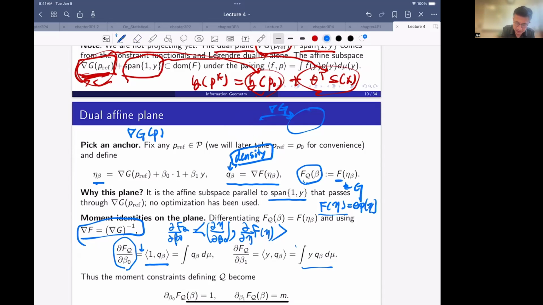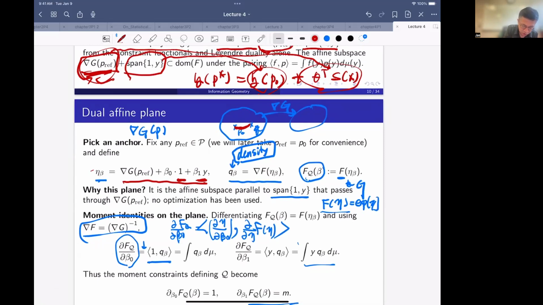So the point is you have a p0 and you have another one, p or q. We want to characterize a certain line, a geodesic between the two points, using this dual expression, right? So this one is equivalent to eta of beta is nabla G of q beta. That means you can write it as nabla G of q beta. You see what I'm saying?